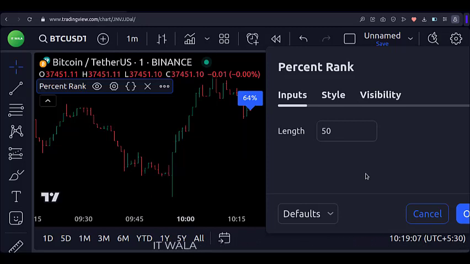So that's it. That's how you can use the %rank function in the TradingView Pine script.